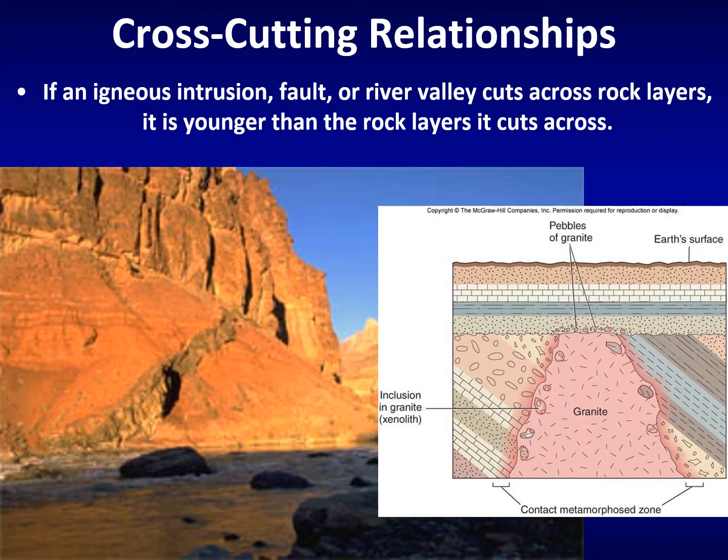There's also a principle called the law of cross-cutting relationships that says if an igneous intrusion or fault or river valley cuts across rock layers, then it's got to be younger than the rock layers it cuts across. The rock layers have to be there first before they can get faulted or intruded upon or cut down. So that's another kind of common sense principle that helps us determine the sequence of how things were put together and how things were made as far as the Earth's environment and the region's history is concerned.